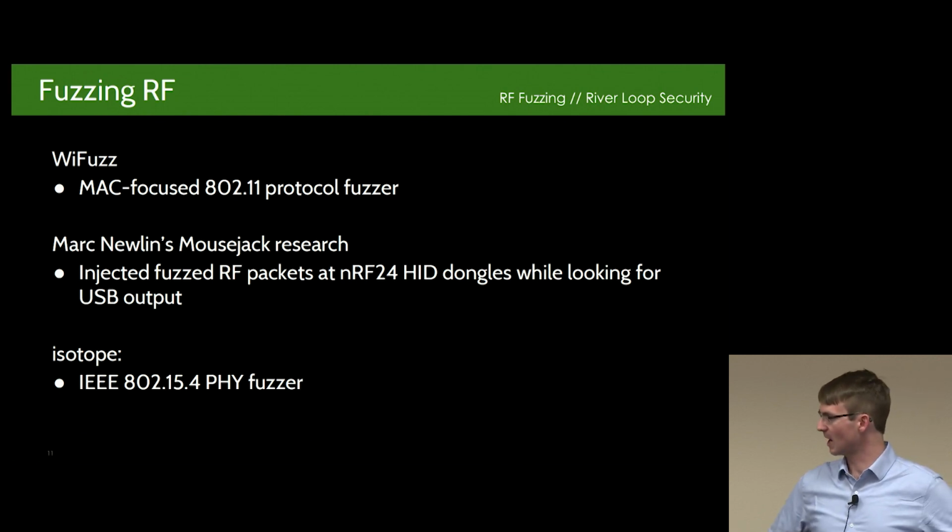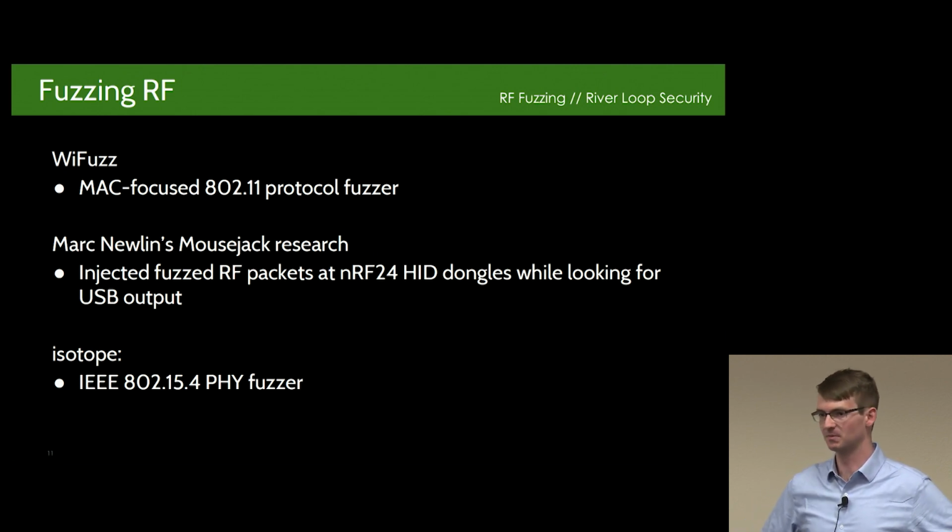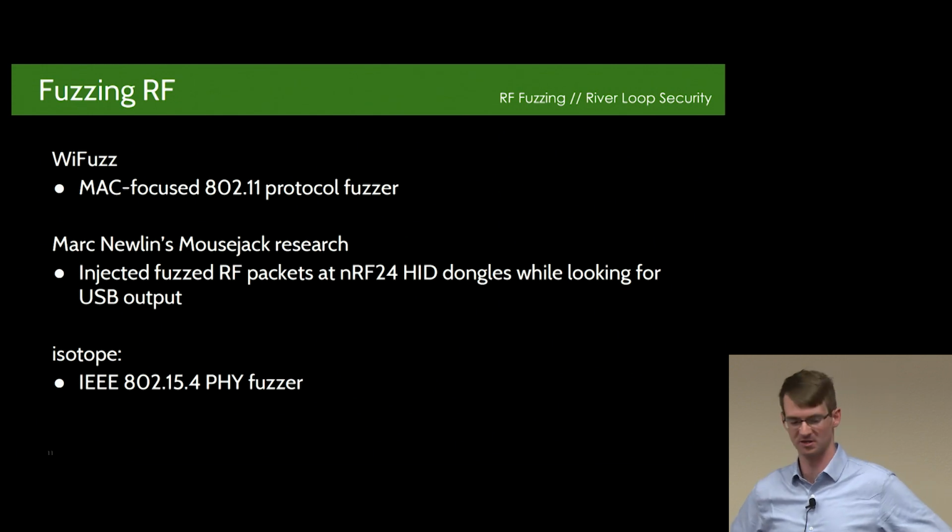He wound up not releasing his code for that, but it factored very highly into his research and resulted in something like, I think, 20 CVEs or 20 vulnerable vendors from that. So it was very productive.